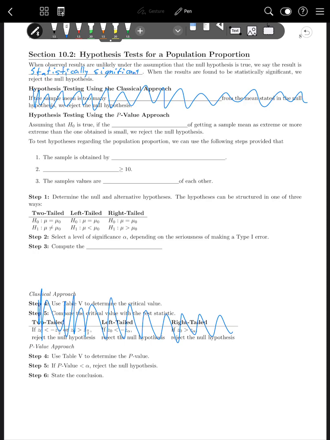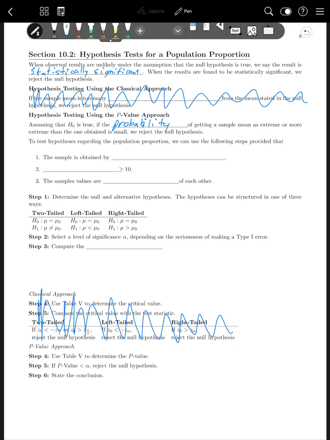So the idea behind the p-value approach is, assuming that H naught is true, if the probability of getting a sample mean as extreme or more extreme than the one obtained is small, we reject the null hypothesis. So the idea here is we're going to find the probability of getting the sample we got or more extreme, farther from the mean. And then if that probability is low, we're going to reject the null hypothesis.